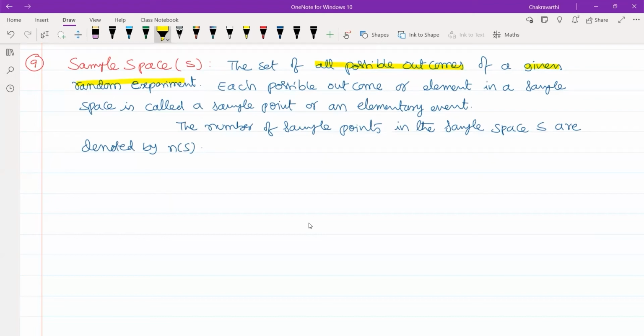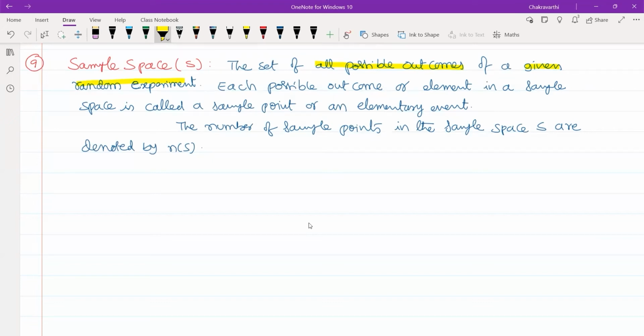By the axiomatic approach, to define the probability functions, definitely we have to take the sample space. But initially both are the same. At an advanced level, the sample space is different from exhaustive cases. The set of all possible outcomes of a given random experiment.